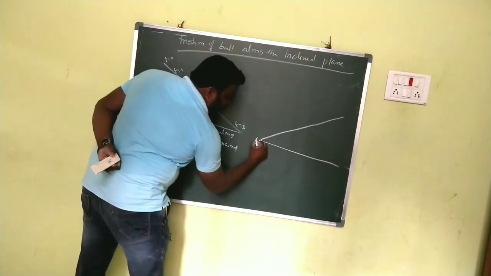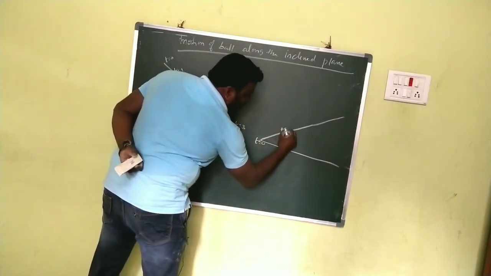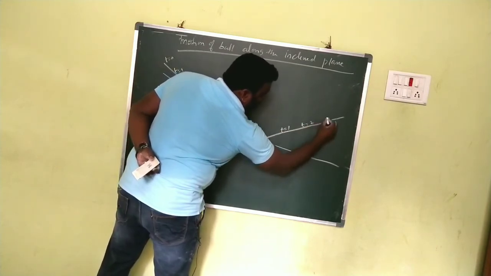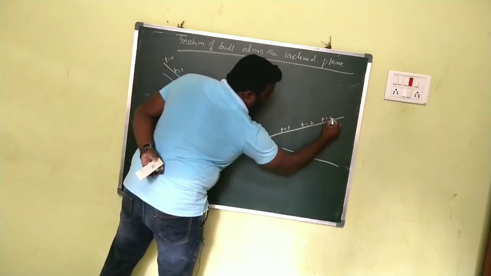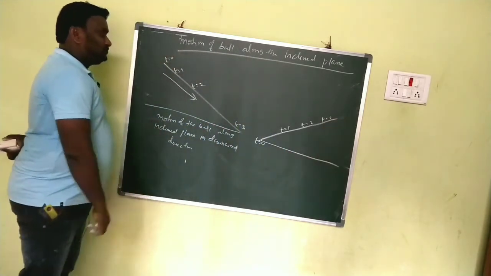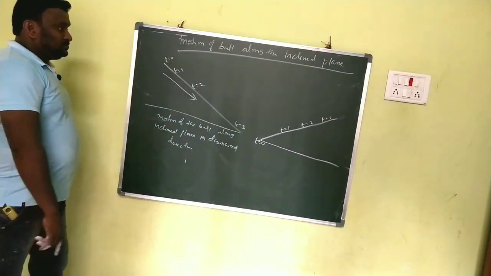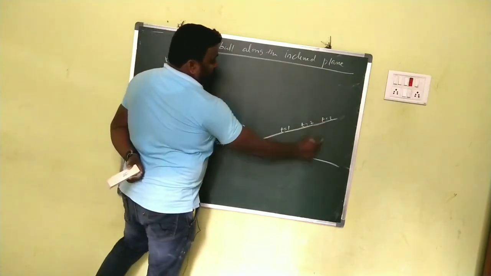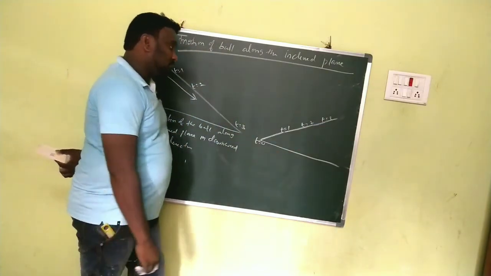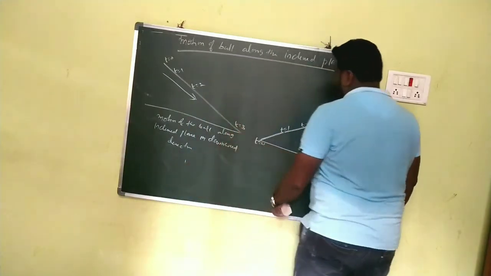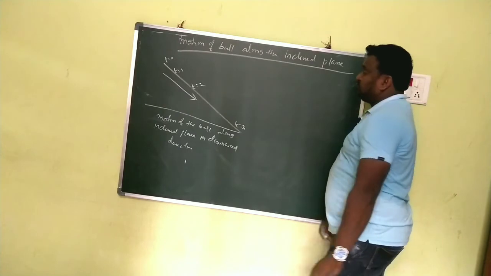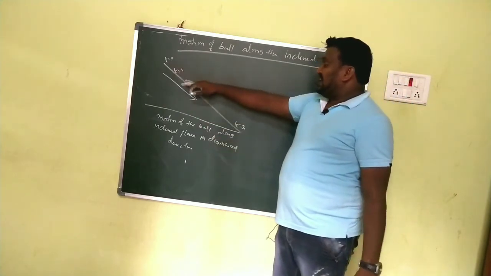Now here t is equal to 0, t is equal to 1, t is equal to 2, and now here t is equal to 3. 0, 1, 2, 3, 0, 1, 2, 3 here. Okay, children, first we see this one. The ball is sliding down.